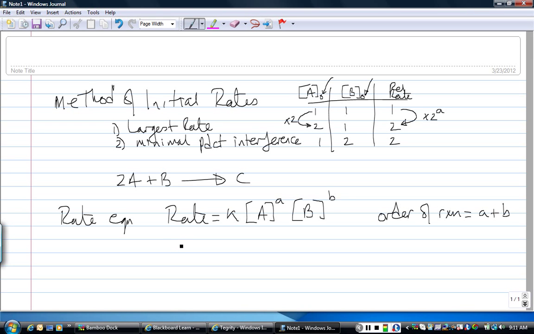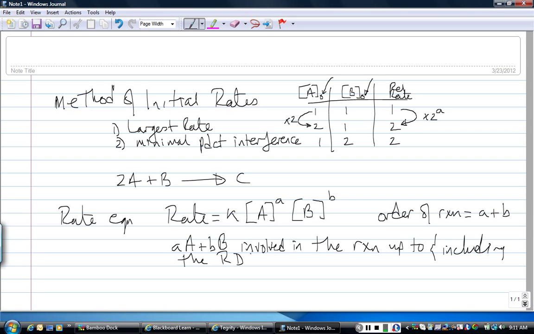The important thing with the rate equation is that it identifies which species and how many of them are involved in the reaction up to and including the rate determining step. So this tells me that a A's plus b B's are involved in the reaction, in other words, the steps of the mechanism, up to and including the rate determining step. Okay? And that is the value of the rate equation, because it gives us a window as to which species are involved in the reaction and how many of them are involved.